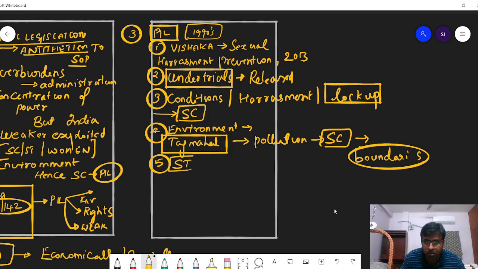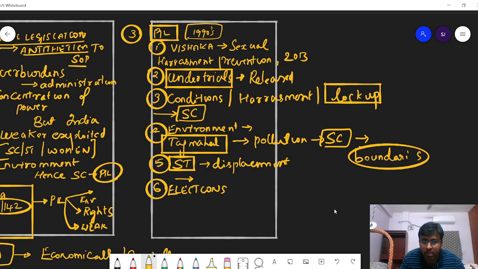Fifth, you can also talk about scheduled tribes, for example, scheduled tribe displacement. The Forest Rights Act came later, but the Supreme Court has given so many verdicts for their protection. And elections. You should write about elections.